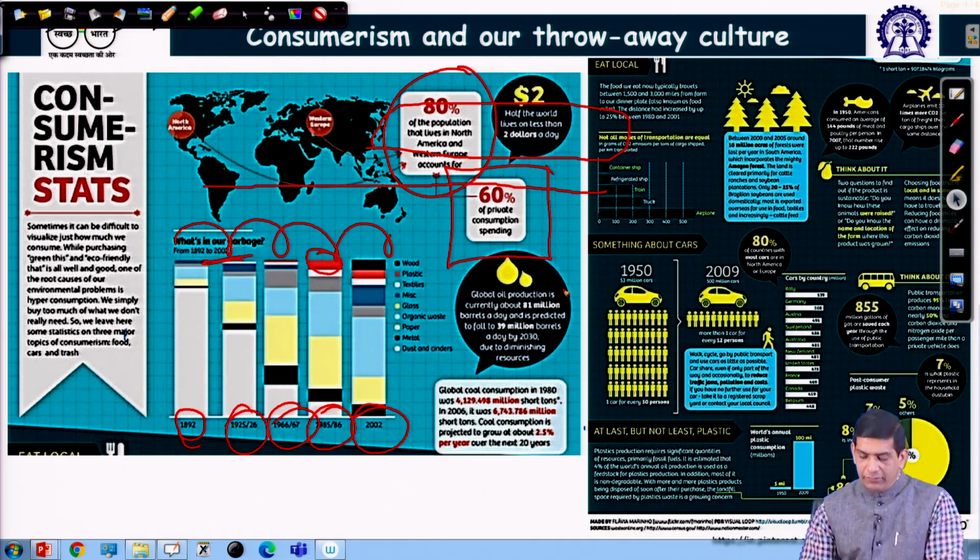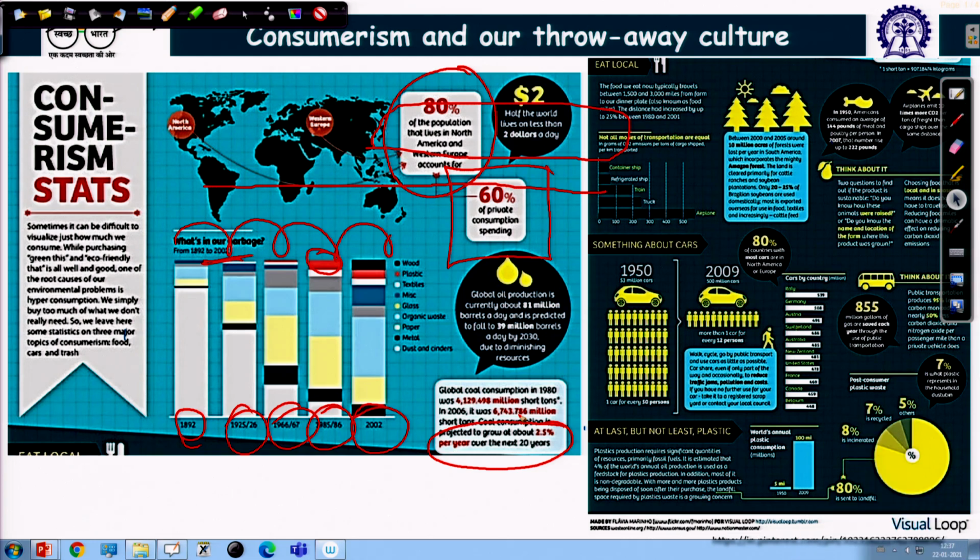From 1980 to 2006, we saw coal production go up almost 1.5 times, and right now it is growing around 2.5% every year. So we are seeing more coal being produced every year. Then we have food waste. You're looking at cars from 1950 to 2009. In 1950 we had 3 million cars. Today we are looking at 500 million cars. That's in 2009; now it might actually be much higher.